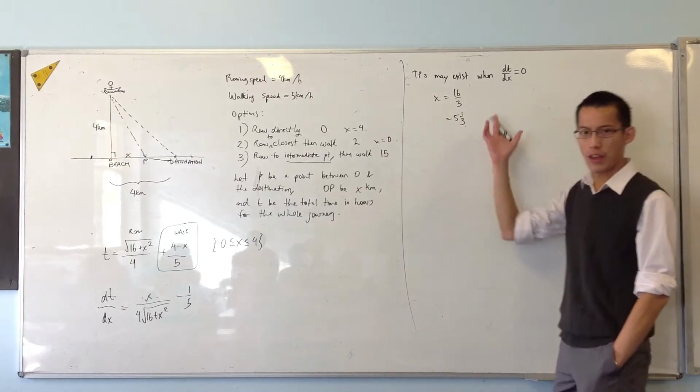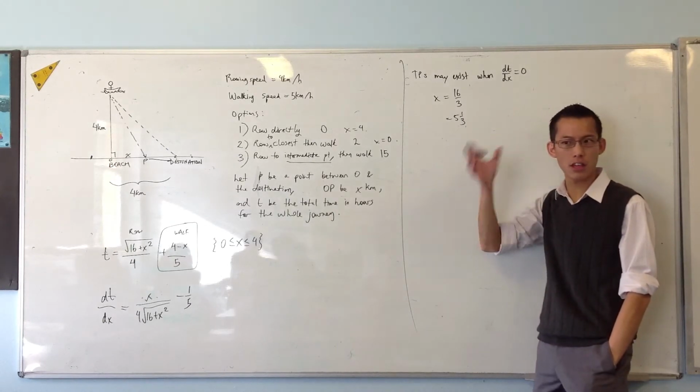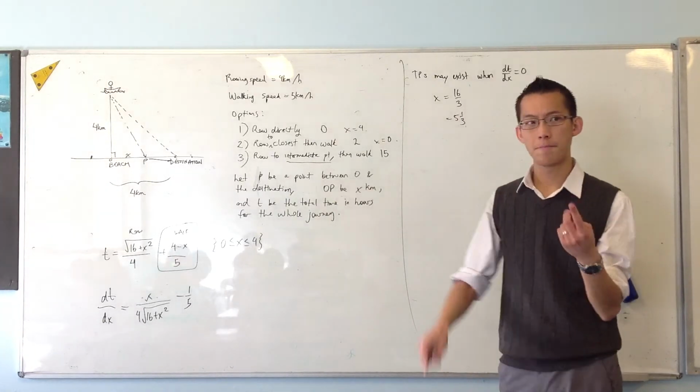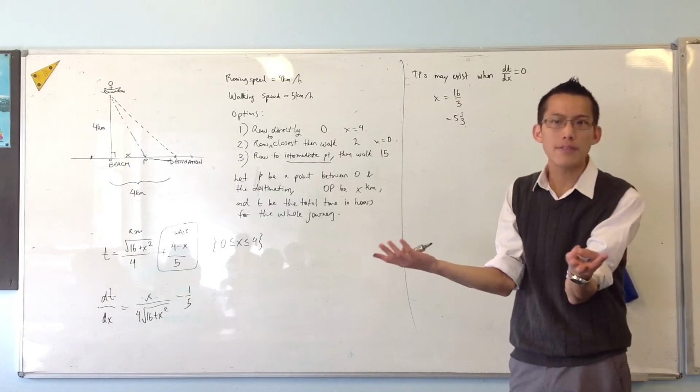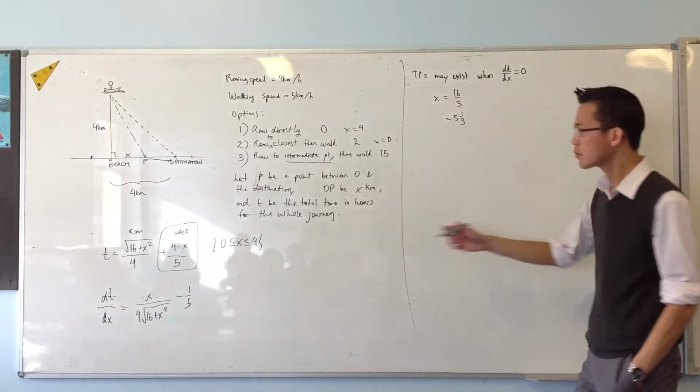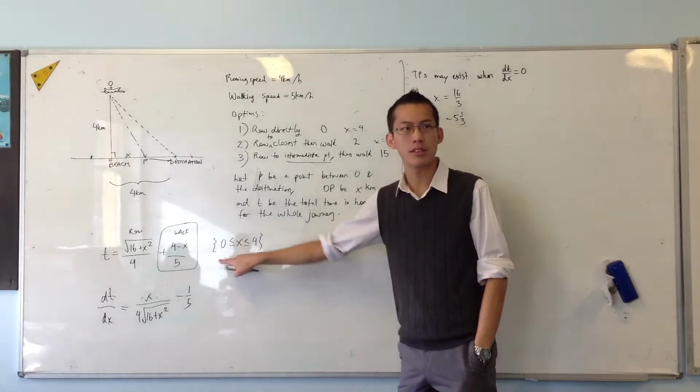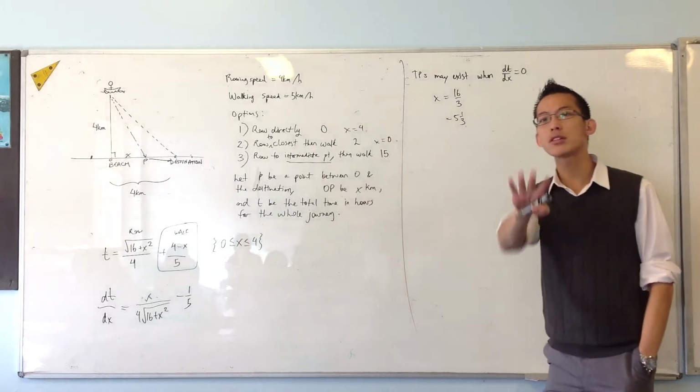Because when you have issues with your stationary points, the other things you've got to look at are discontinuities, other stationary points, or boundary values, right? So let's check them out. What are the boundary values? I've got well-defined ones, 0 and 4. So draw yourself up a little table.